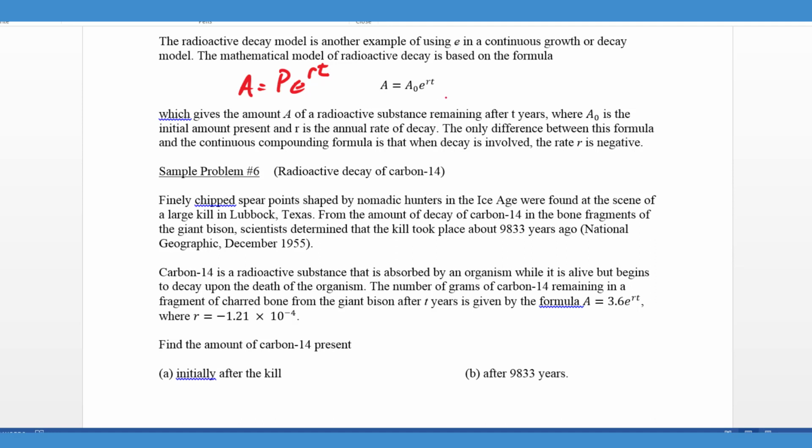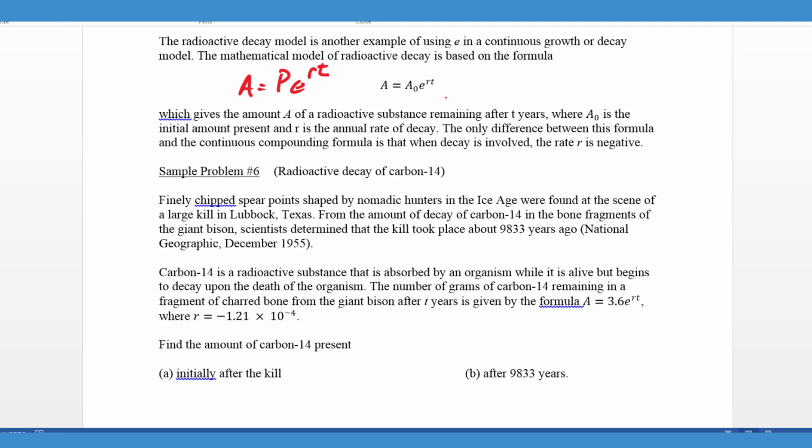Anytime you see a subscript with a 0 like that, all that's really saying is that it is the initial amount of whatever it is that we're looking for. And so in this particular case, if the amount of what it is that we're dealing with is carbon-14, A subscript 0 is the initial amount of carbon-14, and the A that we're looking for is the remaining amount of carbon-14 after the decay model has taken place.